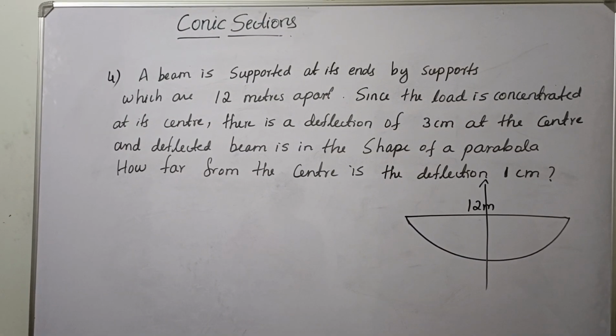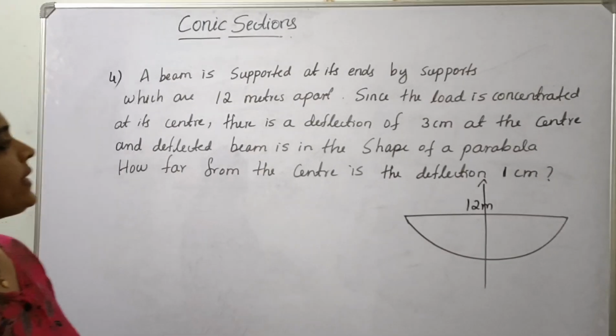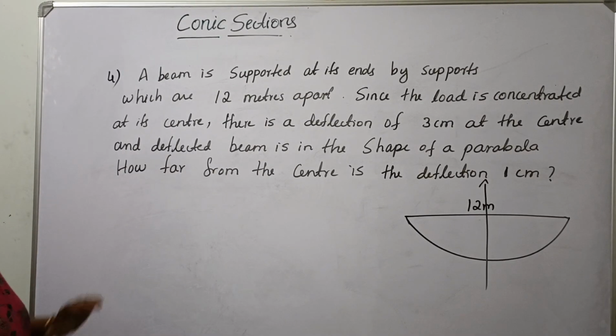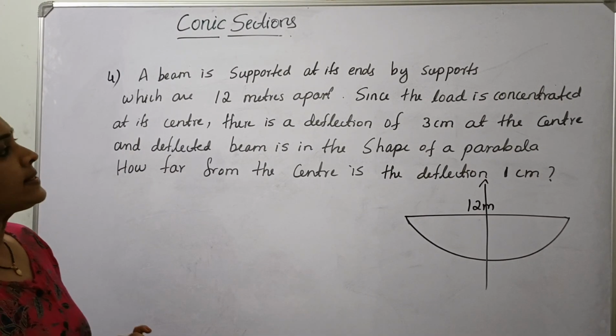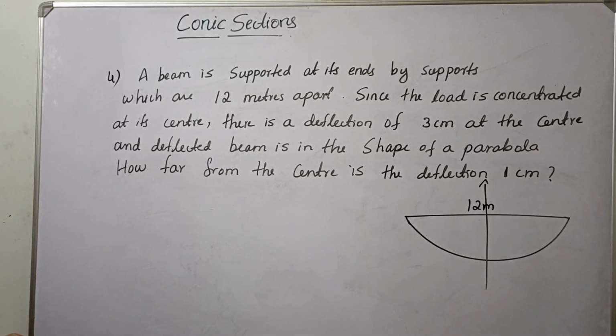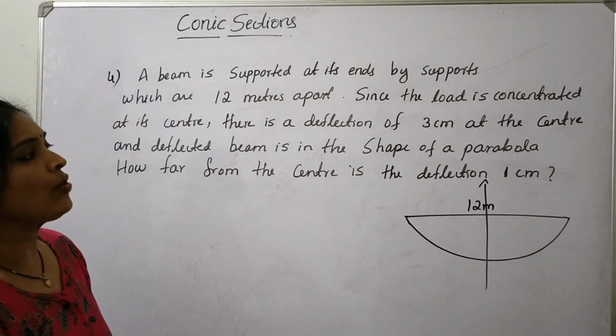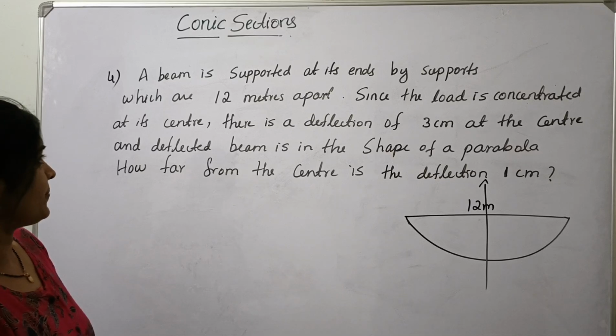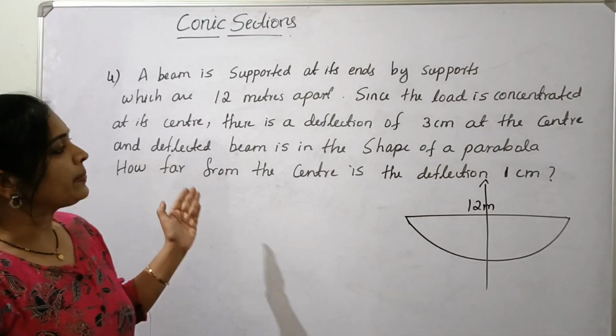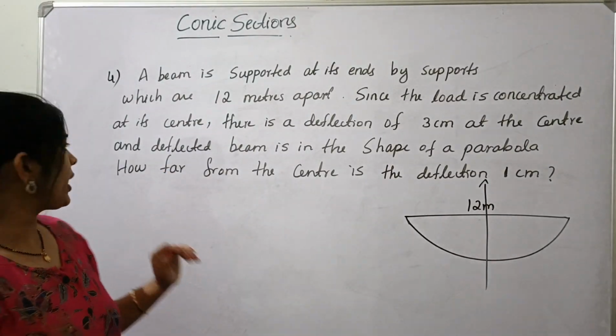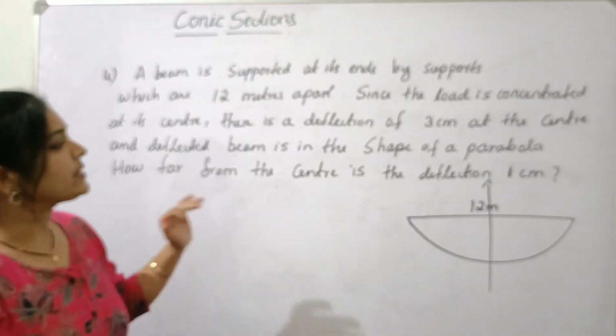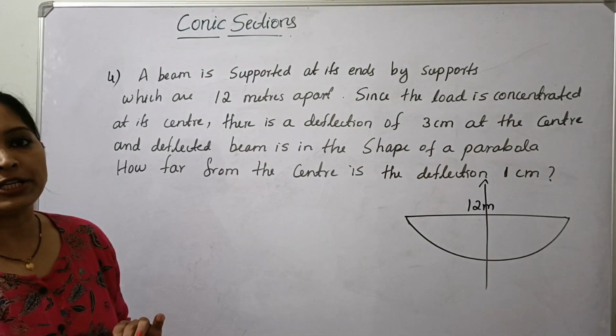See the next question. A beam is supported at its ends by supports which are 12 meters apart. Since the load is concentrated at its center, there is a deflection of 3 centimeter at the center. And the deflected beam is in the shape of a parabola. How far from the center is the deflection of 1 centimeter?